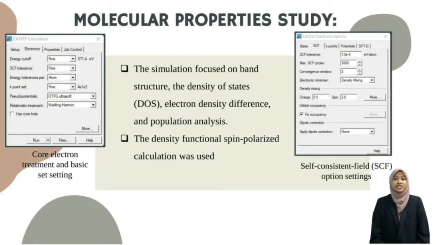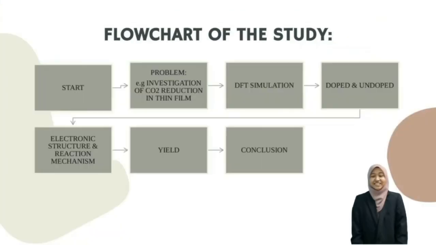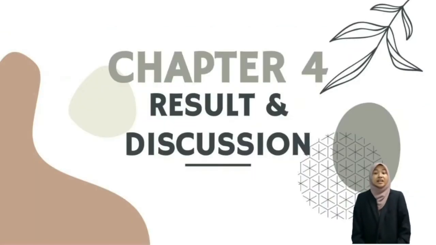Both figures show the setting of CASTEP calculation to study this parameter. Flowchart of the study. First, start and identify the problem for this study. The problem is investigation of CO2 reduction in thin film, and then run the DFT simulation with docked and undocked to observe the electronic structures and mechanism. From there, the result was obtained. Next, we move to the result and discussion.